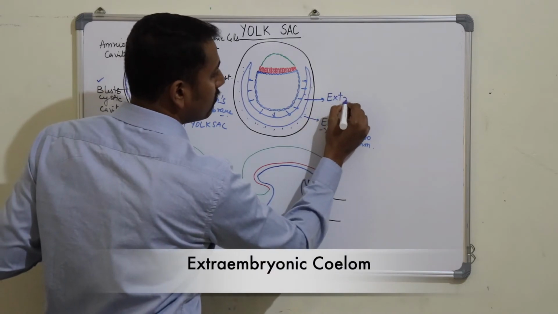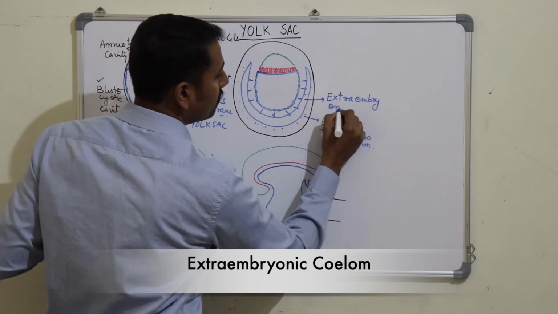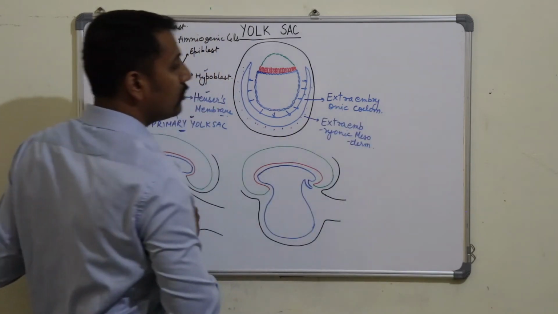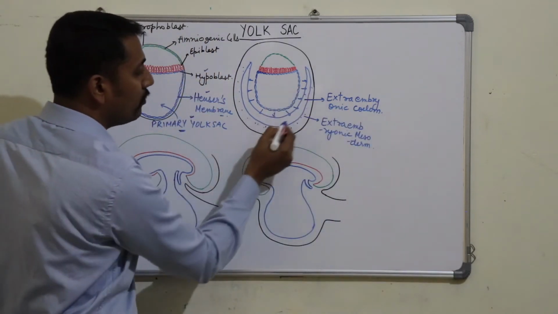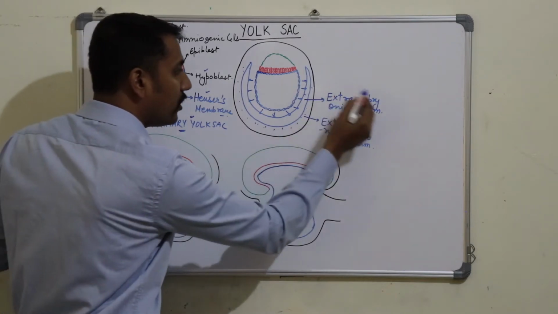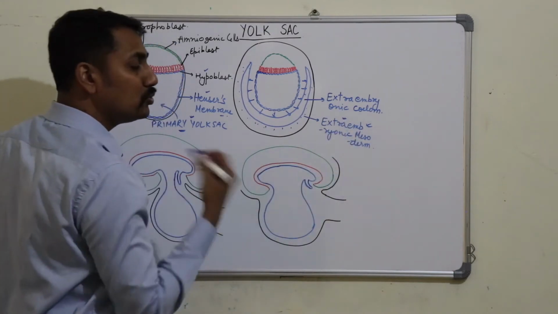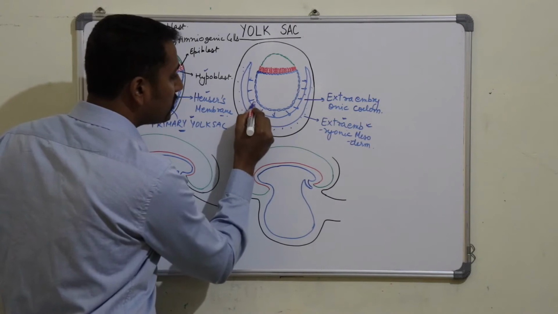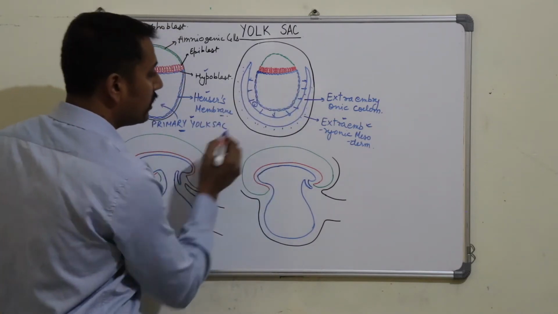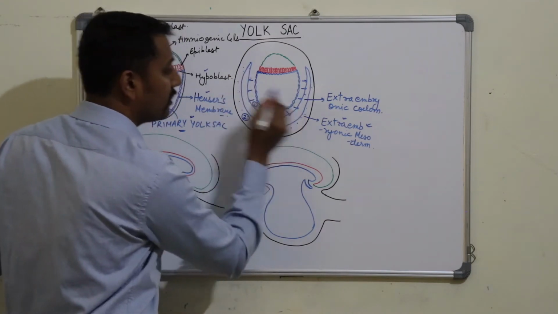extra embryonic coelom. Okay? So extra embryonic coelom is formed in the extra embryonic mesoderm. This extra embryonic coelom will divide the extra embryonic mesoderm into two layers. This is the first layer, which is adjacent to the primary yolk sac, and this is the second layer, which is adjacent to the trophoblast cell layer.